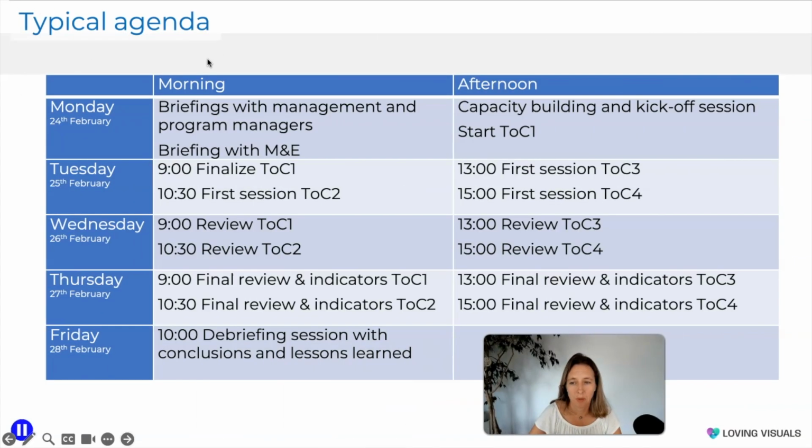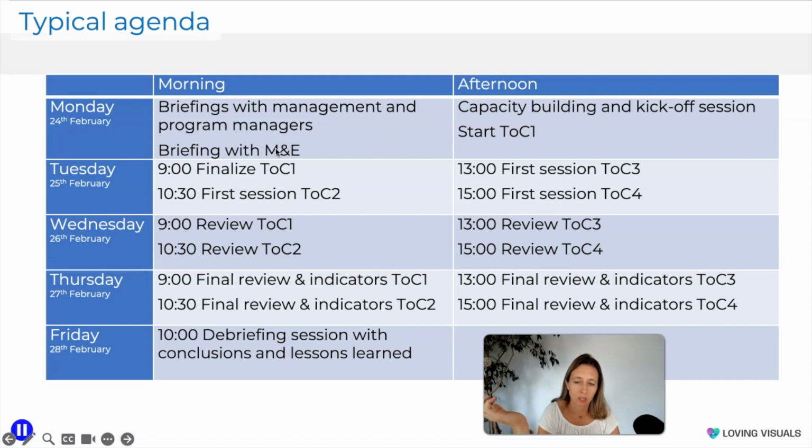So this could be a typical agenda of a workshop. I often work with one organization in one country, so I spend the whole week doing theories of change, with different teams and different groups coming in and out. On Monday morning we'll have the briefings with the managers and the management, because although we have spoken already, I really need to better understand what exactly we're doing and why, and the purpose that we were talking about.